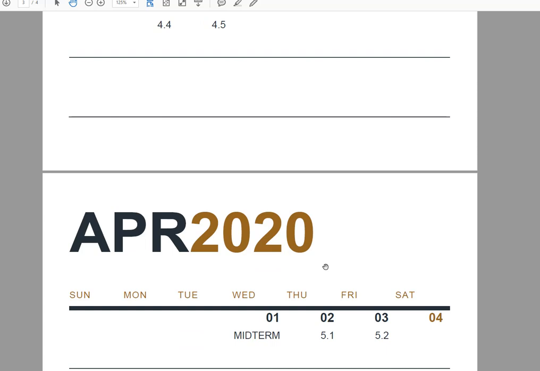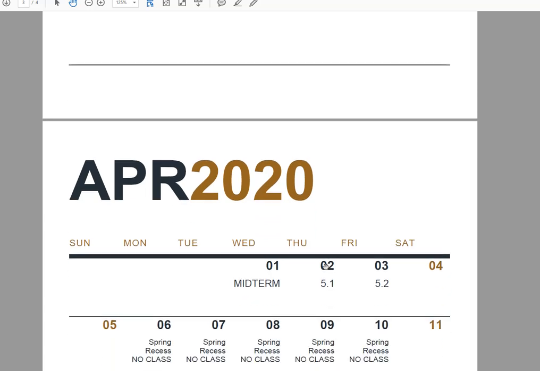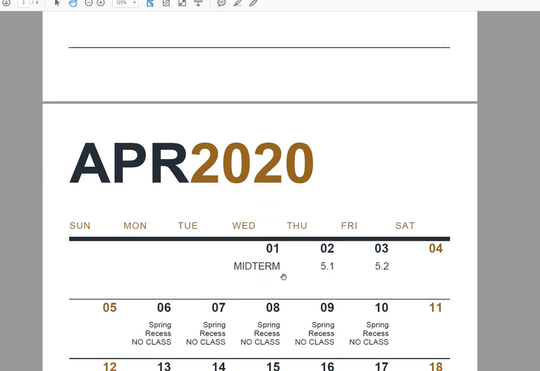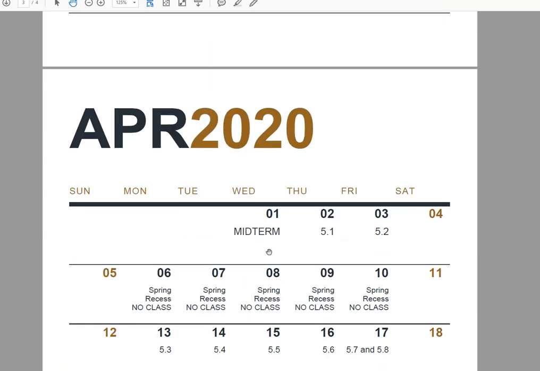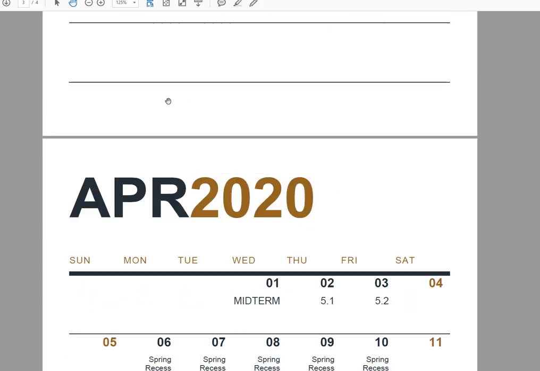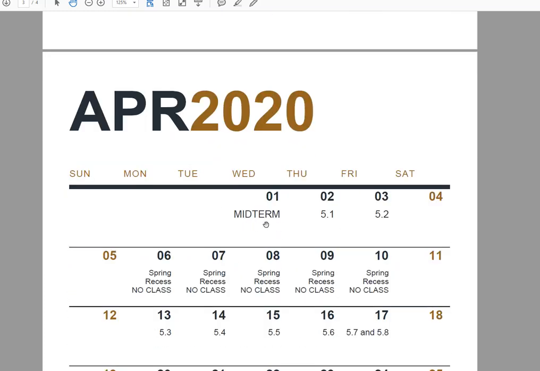In April, you have a midterm that's due. The midterm is due April 1st. Kind of funny, it lands on April Fool's Day. The midterm is actually open from the 30th. It's going to open on Monday, the 31st, and it's due on Wednesday. So it gives you 3 days. It's going to have to be done by Wednesday evening. And then we just keep on going.